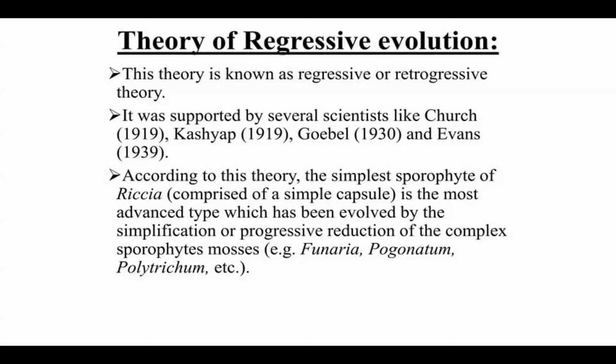Funaria, Polytrichum is the primitive type. In Riccia, you will see only spores. In Funaria and Polytrichum, spores are less and all other sterile structures are more. So according to this theory, the simplest sporophyte of Riccia, as compared to the simple capsule, is the most advanced type, which has been evolved by the simplification or progressive reduction of complex sporophyte masses, that is Funaria, Polytrichum, Pogonatum.